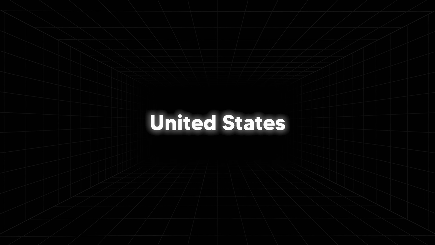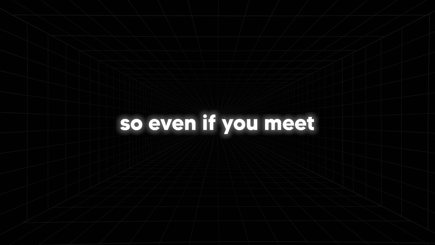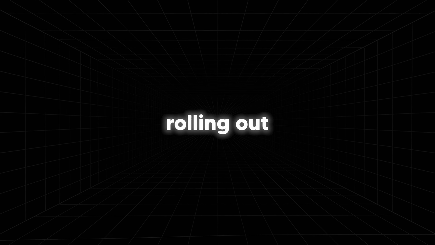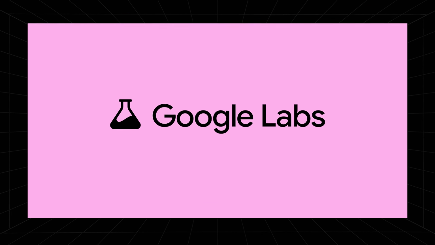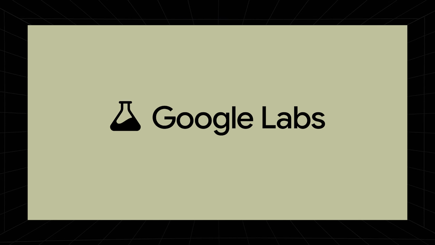Secondly, you do need to be in the United States and be 18 years or older. This is a phased rollout, so even if you meet these requirements, access is rolling out gradually. Third, you'll access it through Google Labs at labs.google/projectgenie using your eligible Google account.